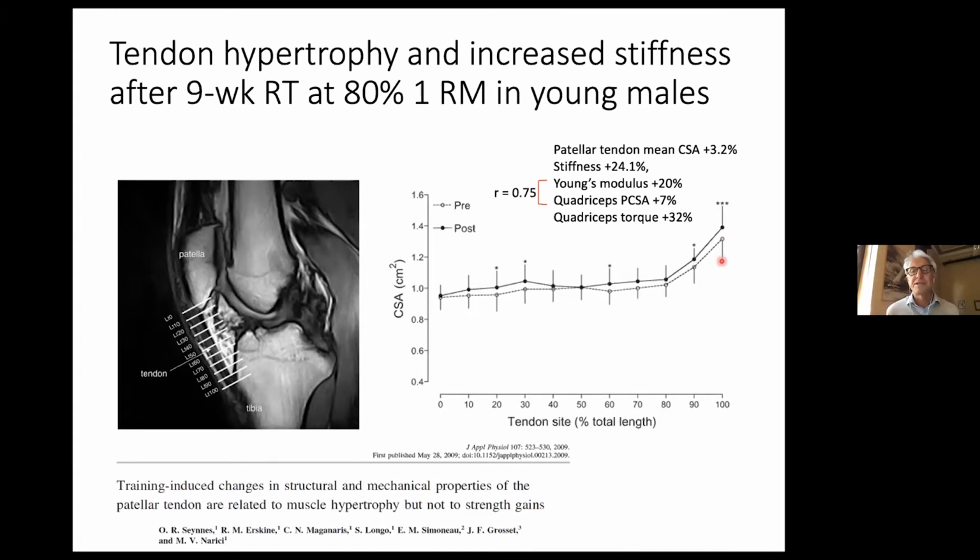And what was interesting to note was that the increase in tendon Young's modulus was mostly correlated with quadriceps physiological cross-section area as opposed to quadriceps force. So this suggests that this increase in tendon cross-section area is not strictly related to the force itself, but is related to the history of training.